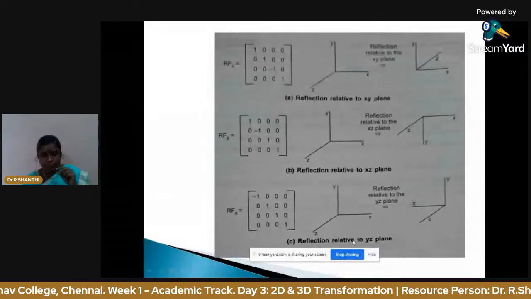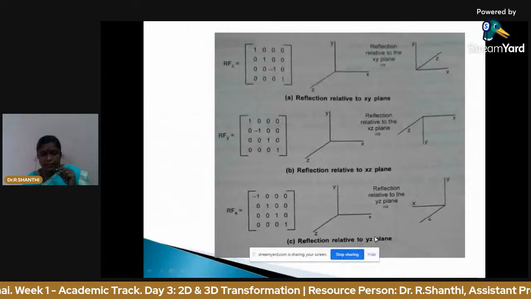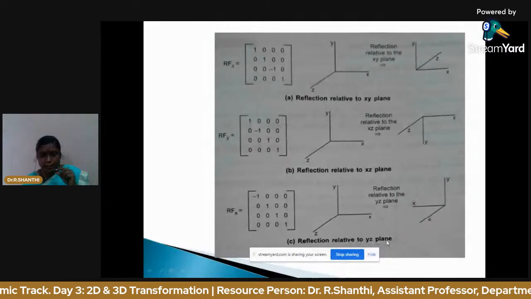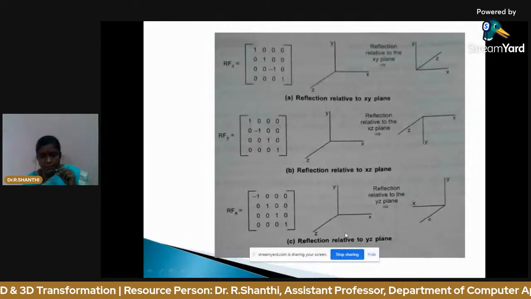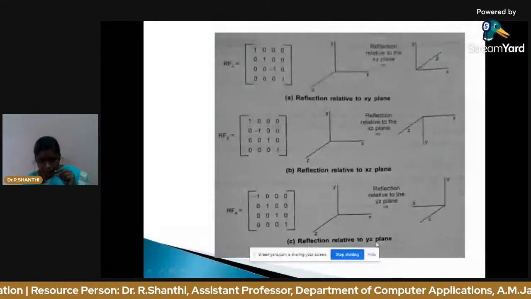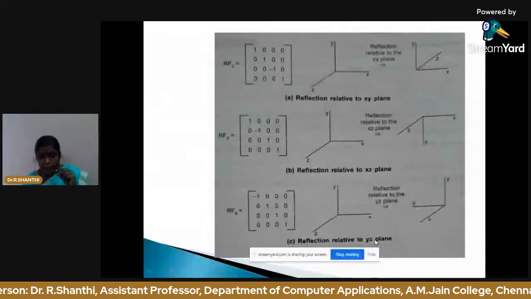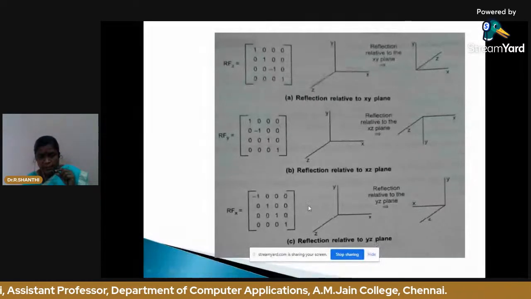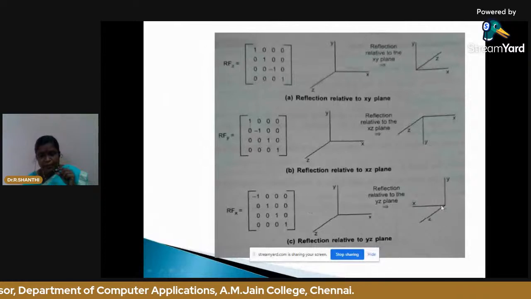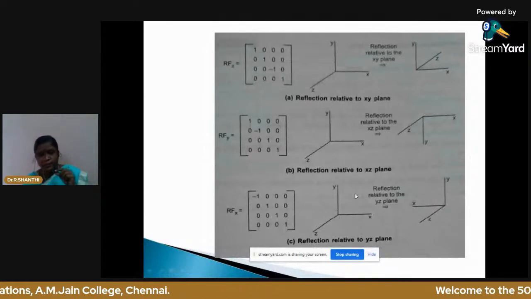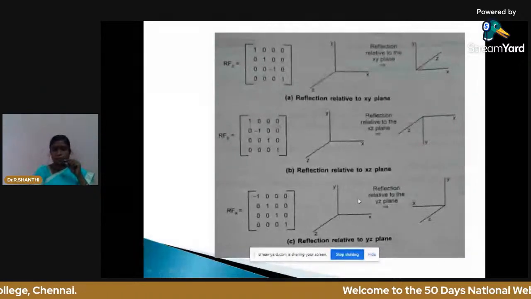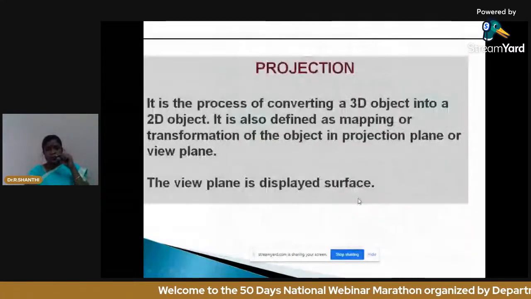Next, we go for the reflection relative to the YZ plane. What happens here? I said YZ, now only the x will be negative. So x goes from this side to that side, because here it was positive and here it has gone to the negative side. That's it. That's it for your 3D transformations.